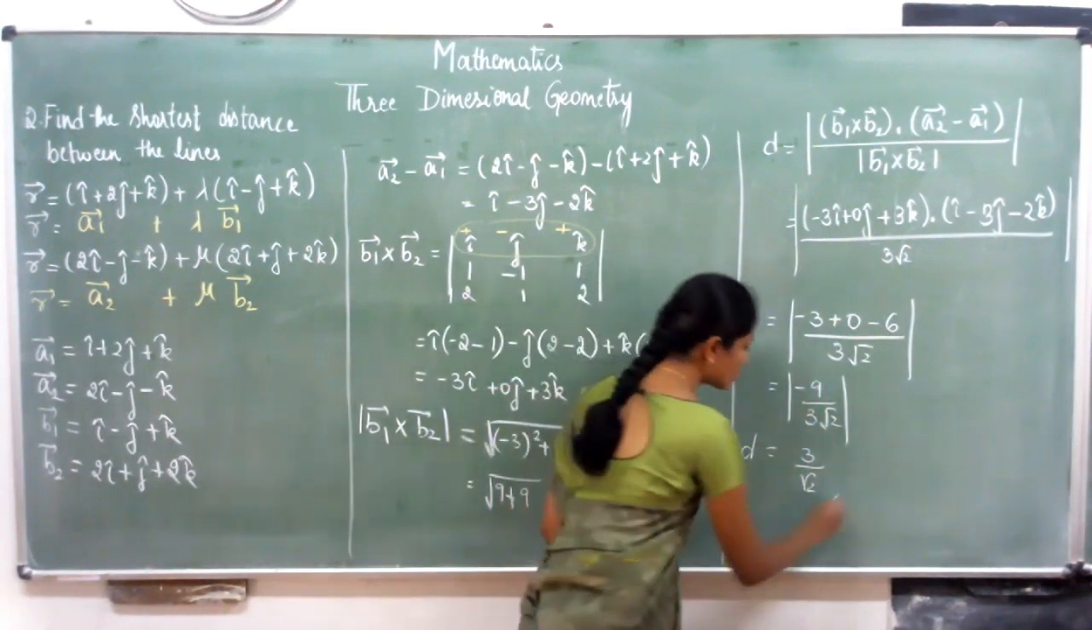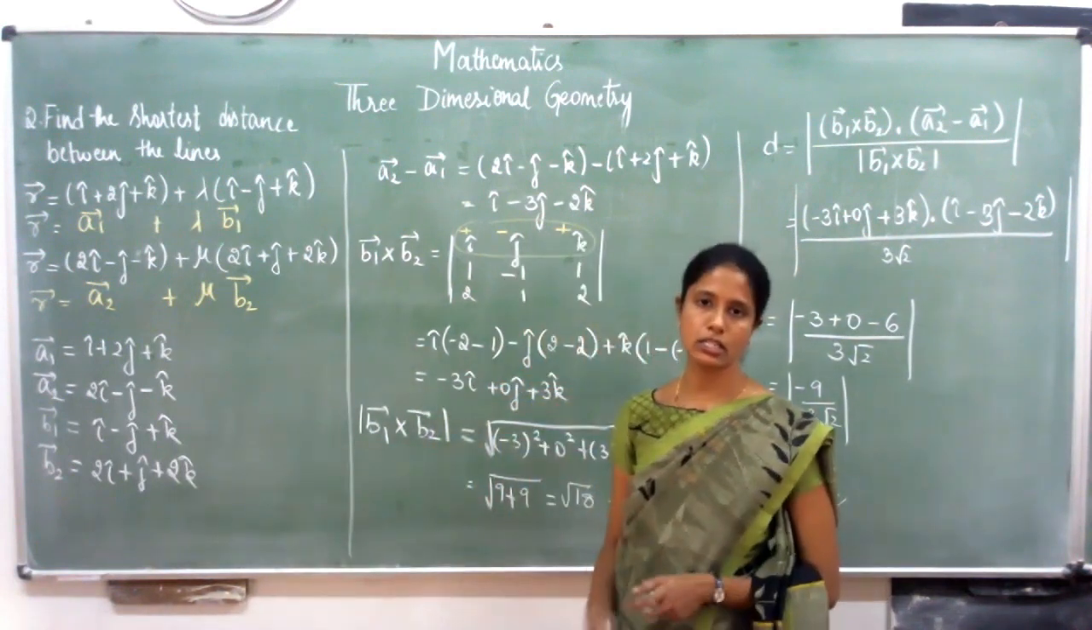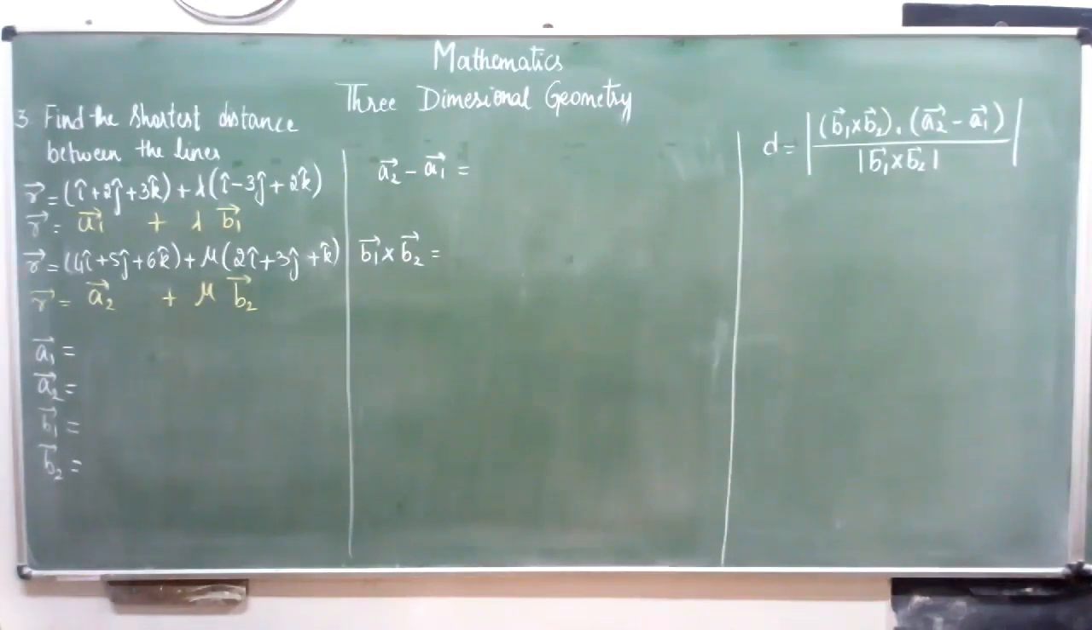So 3 by root 2 is the distance between the given two lines. Next problem. Here also we need to find the shortest distance between the two lines, and here the two lines are skew lines, as V1 and V2 are two different vectors.